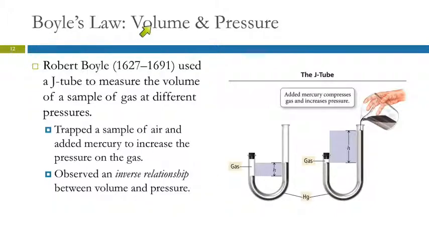So he looked at the relationship between the volume of a gas and the pressure of a gas. So he took this J-shaped tube and he capped one end. He put a stopper in here, and then he's got mercury in here. So it looks like nothing, but there's air. There's a gas in there. And we can tell, because the levels are not the same, that the pressure inside there is larger than the pressure outside, because it's pushing the mercury down.